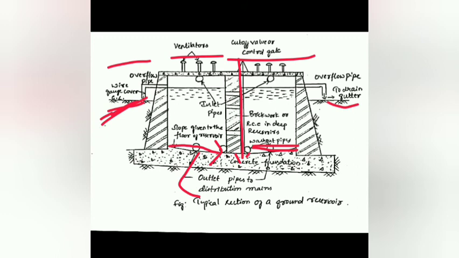And the entire structure can be made either of brickwork or RCC in deep reservoirs. And these are the inlet pipes we have provided from where the water enters. This is about the typical section of a ground reservoir.